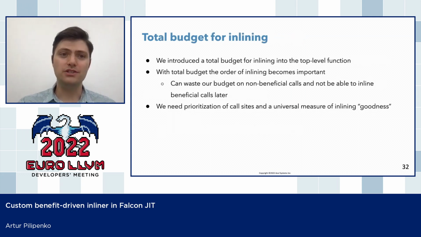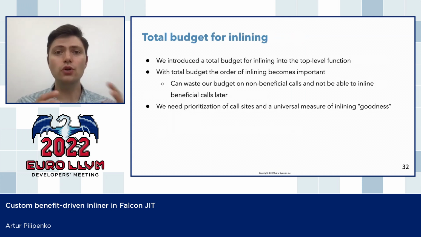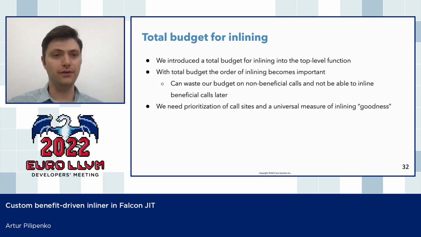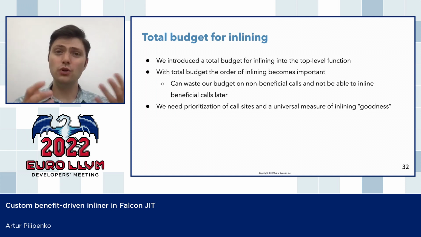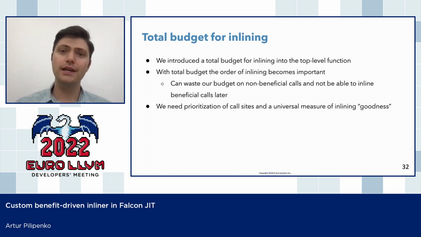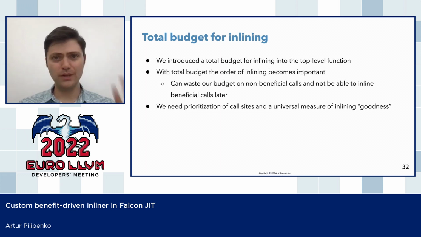In order to combat this issue, we introduced the total budget for inlining to the top-level function. But now with total budget, the order of inlining became important. Now we can waste our budget inlining some non-beneficial calls, and we may not be able to inline beneficial calls later. In order to fix this, we need some kind of prioritization on our inlining decisions. And for prioritization, we need a universal measure of inlining goodness.